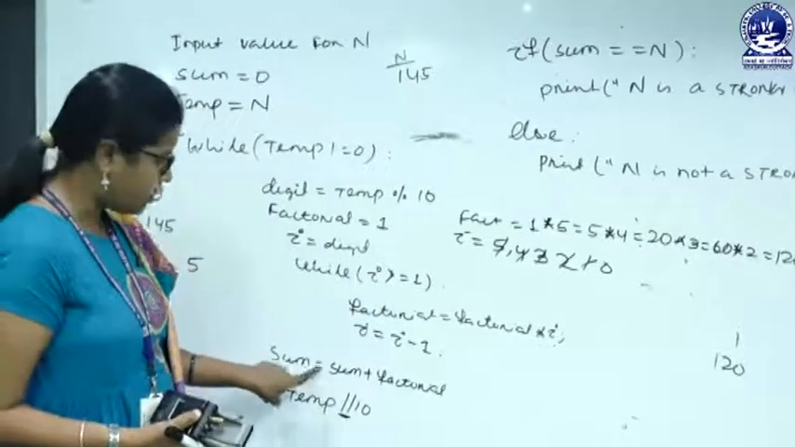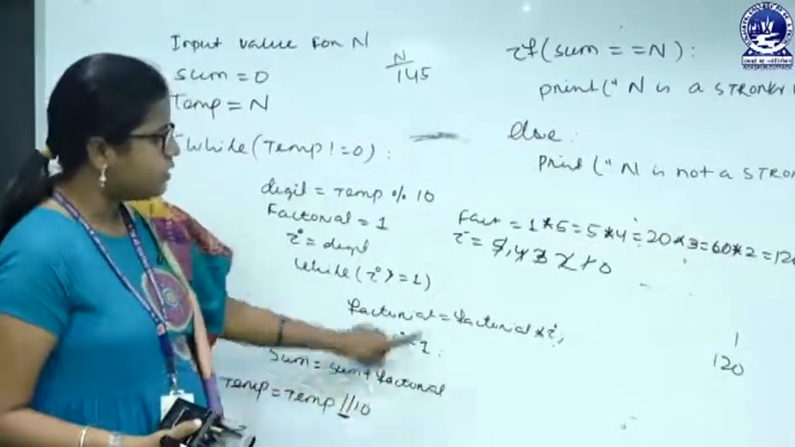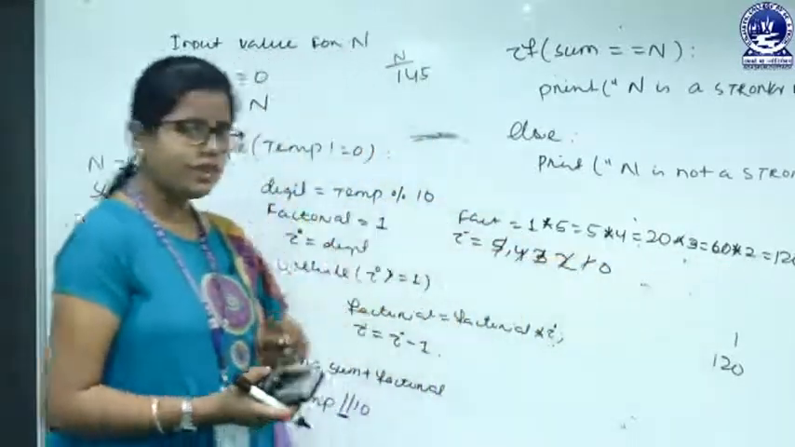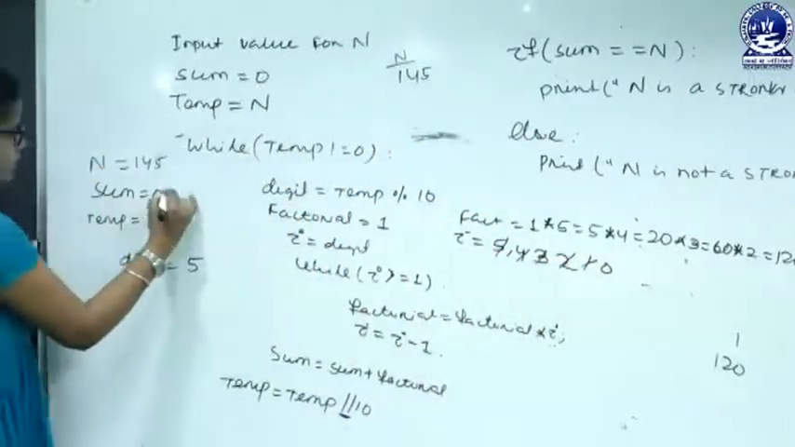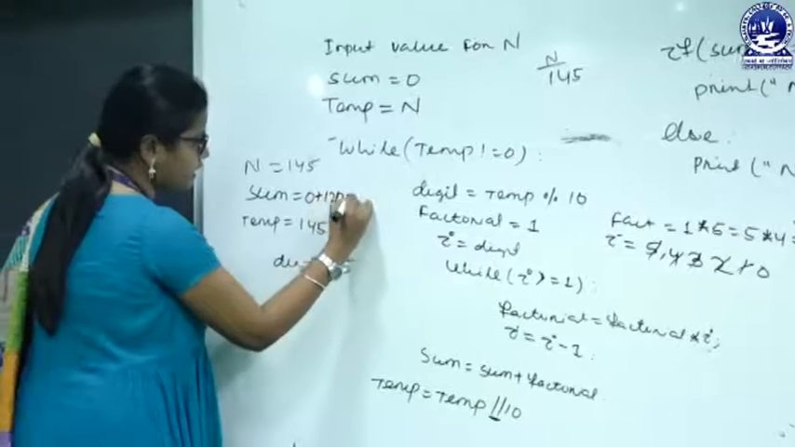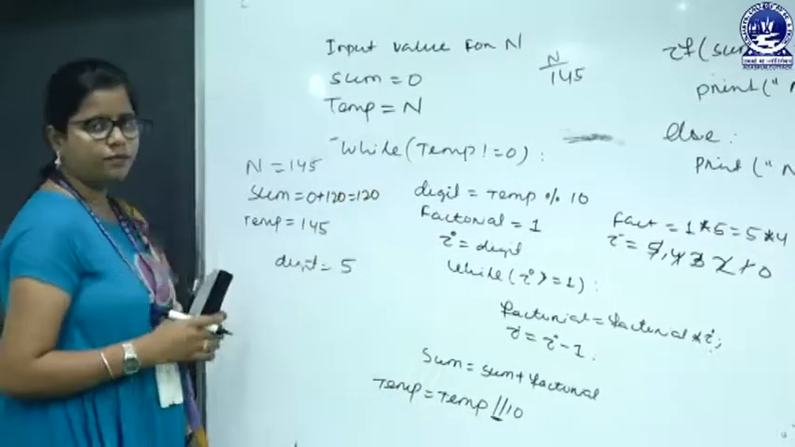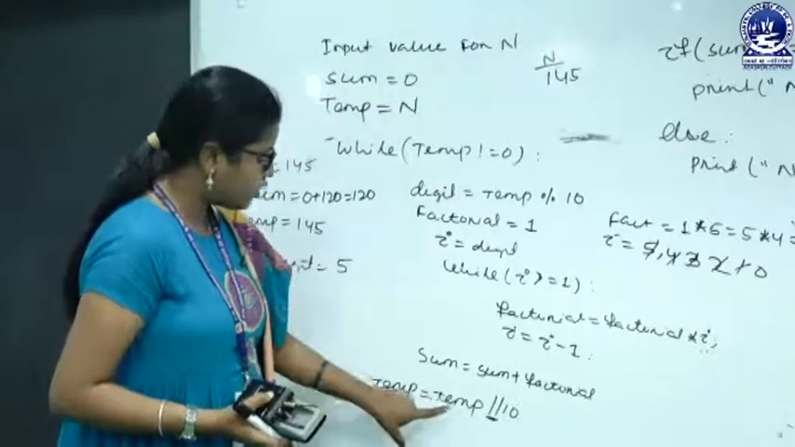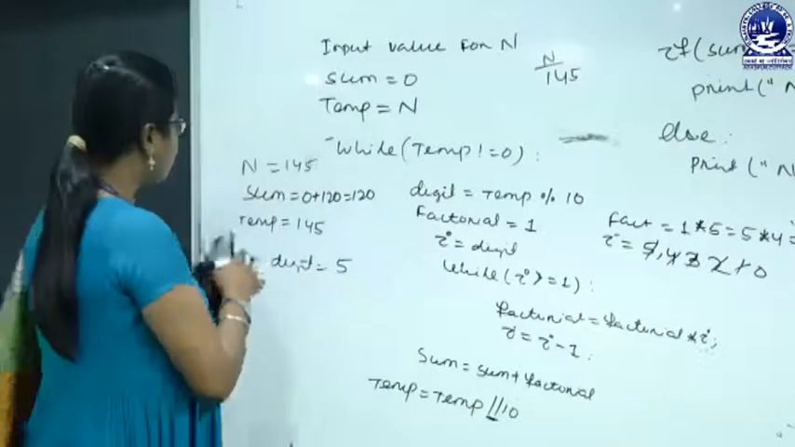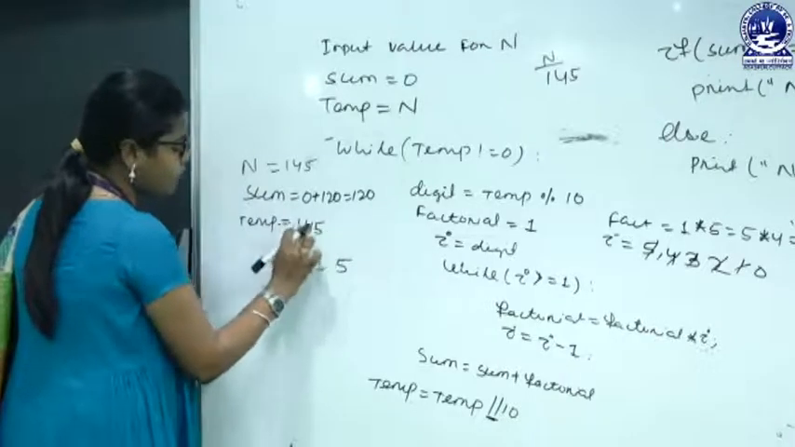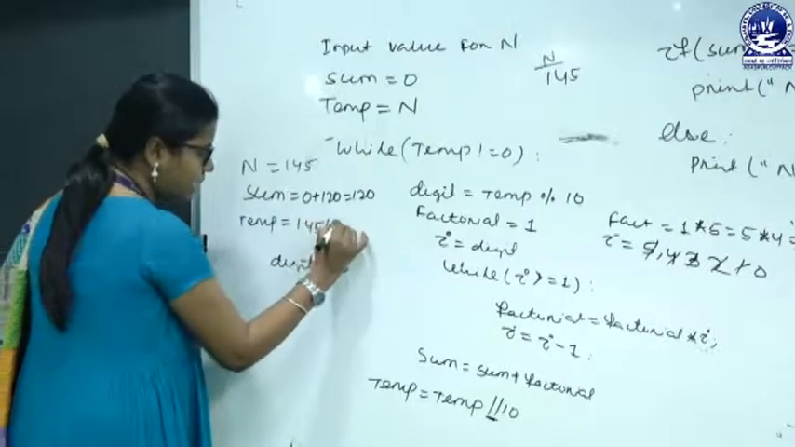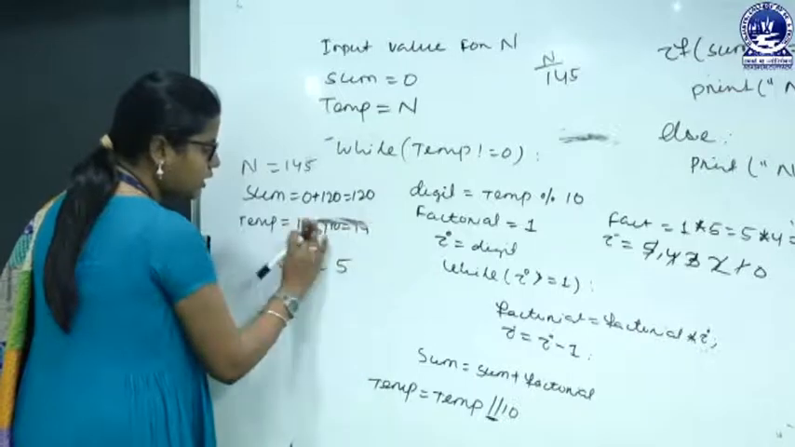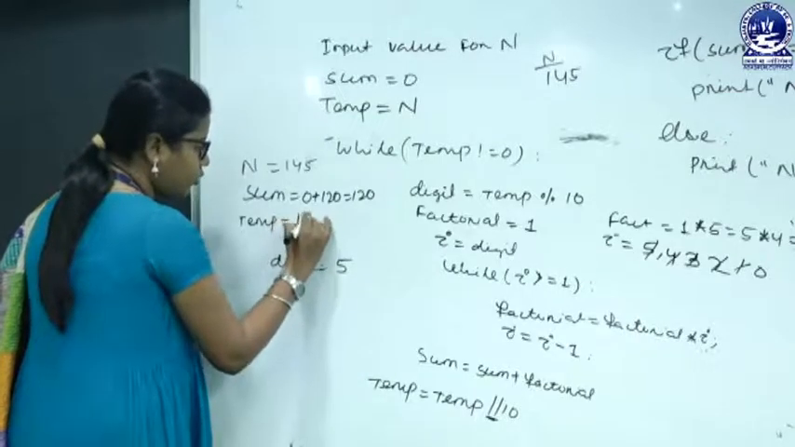Here sum equals sum plus factorial. So factorial is now what? 120. Sum is what? 0. 0 plus 120, that is 120. So after this, temporary equals temporary by 10. So temporary is 145. 145 by 10, so what is that? 14. So now the temporary variable holds 14.